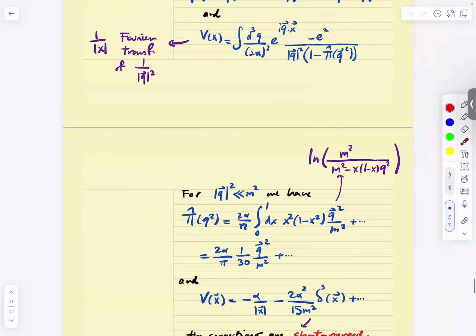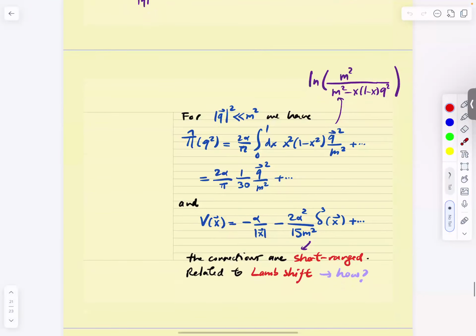So let's look at this expression and see how charge is normalized. The thing to stare at is this term, but now we're in the non-relativistic regime. So let me write it this way: q squared over m squared. I can now expand in small q squared over m squared. And this is the expression you find: pi hat is 2 alpha over pi, 1/30th of q squared over m squared. This is how you could repackage it.